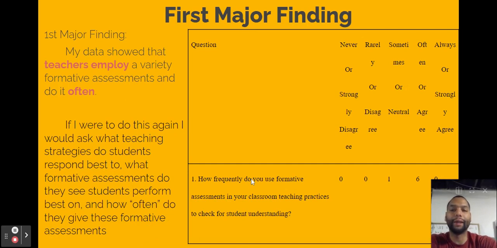My first major finding that my data showed was that teachers do employ a variety of formative assessments and they do it often. I show the question that I asked in my survey along with the answers I received for this question. If I were to do this again, I would ask, what strategies do students respond best to? What formative assessments do they perform best on? And how often is often that they give these formative assessments?